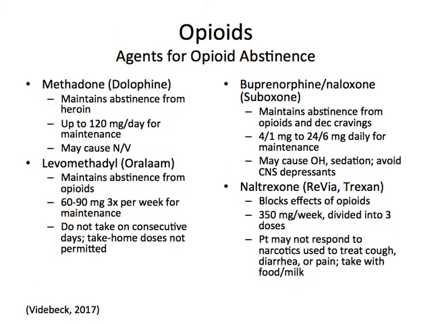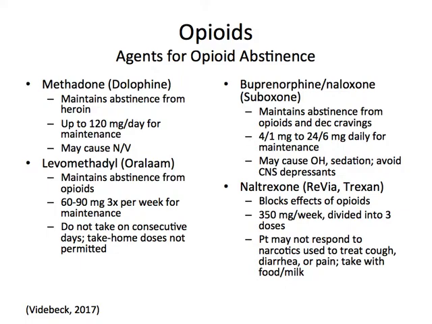There are 4 agents that may be used for opioid abstinence. The first is methadone. This medication helps to maintain abstinence from heroin. The most commonly reported side effect is nausea and vomiting. The second medication is levomethadil. This medication helps to maintain abstinence from opioids. The dosing is spread out over 3 times per week and shouldn't be taken on consecutive days. With this medication, take-home doses are not permitted.